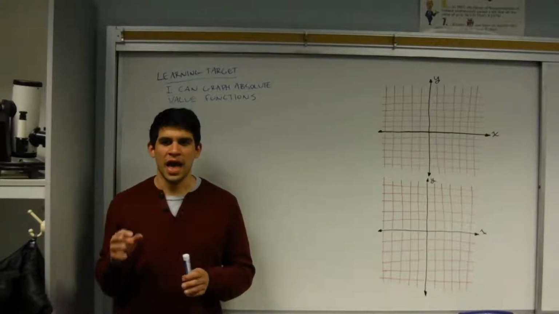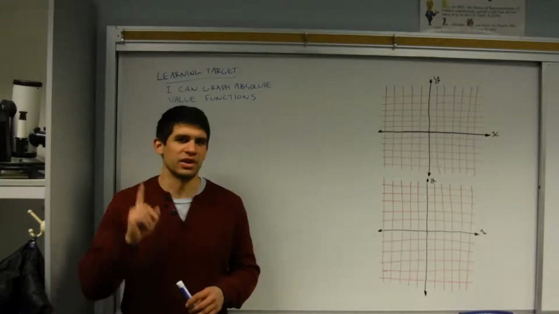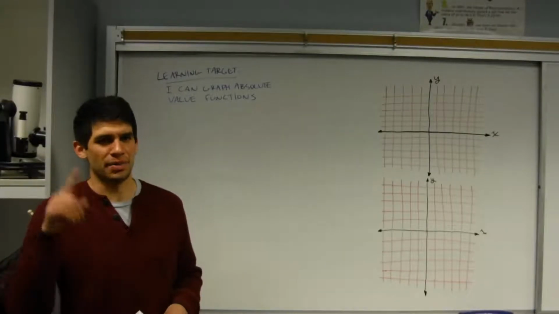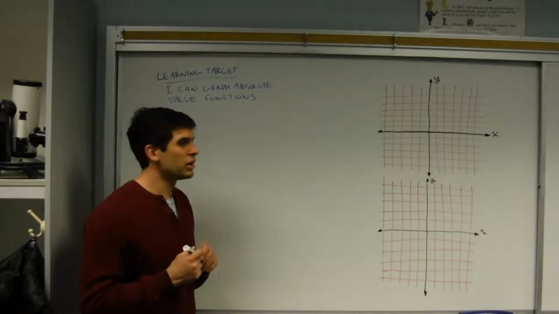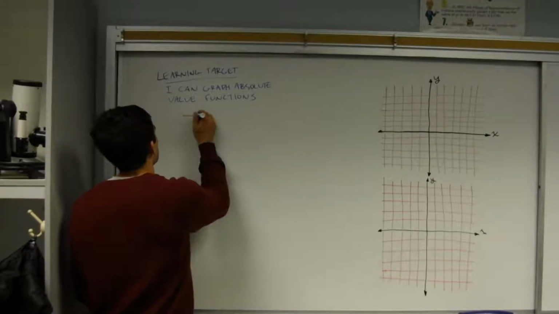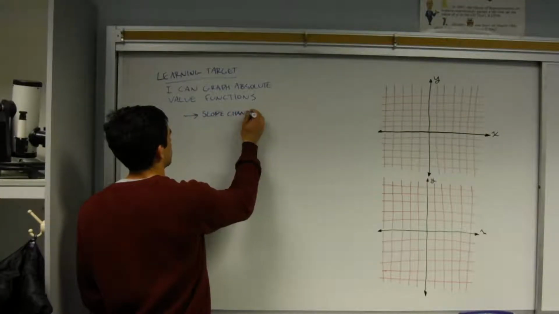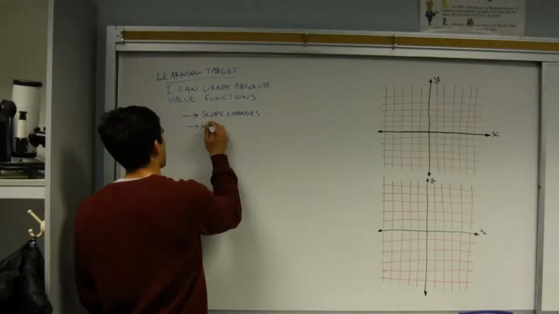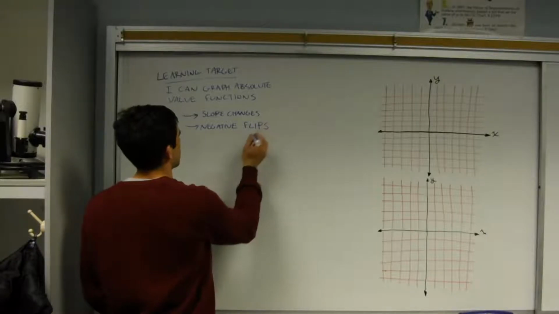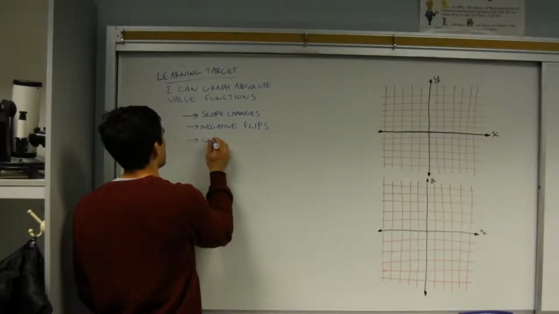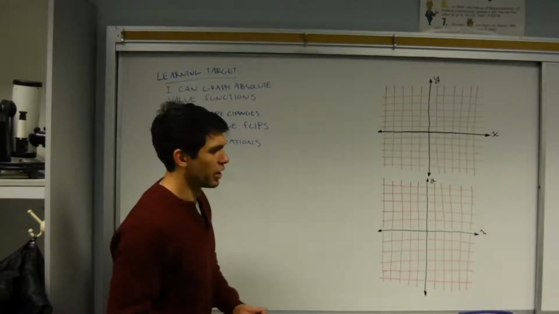also went over how to shift absolute value functions both horizontally and vertically, so side to side and up and down. So today, we're going to go a little bit further, and we're going to look at slope changes, negative flips, as we call them, and then combinations of lots of different sorts of transformations.